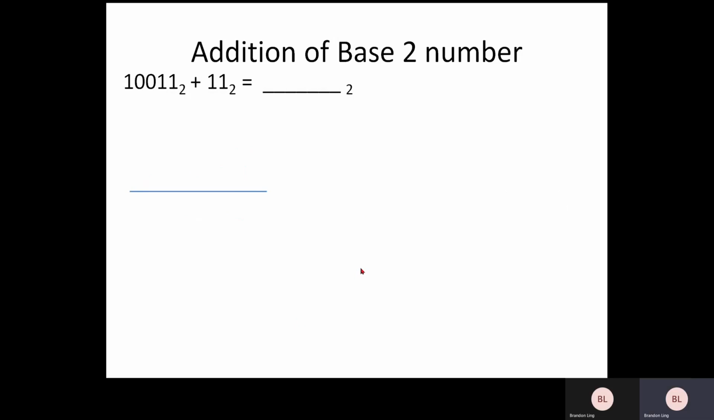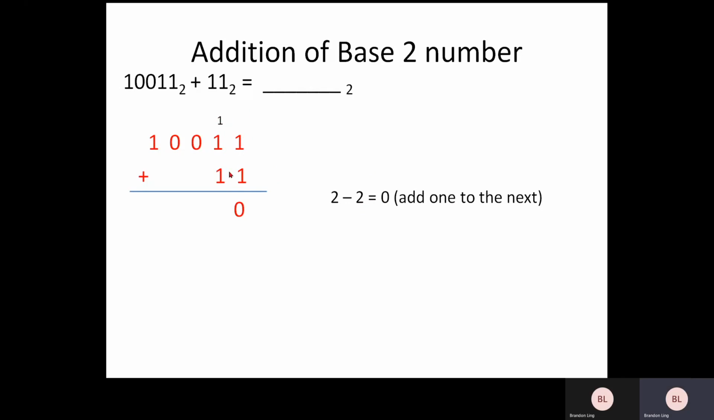Next, we move on to another question. 10011 plus 11. So 1 plus 1 equals 2. This 2, you need to minus 2 to get a 0, and you need to add 1 to the next value here. So 1 plus 1 equals 2. This 2, you need to minus 2 to get a 0 here and put a 1 on top here.